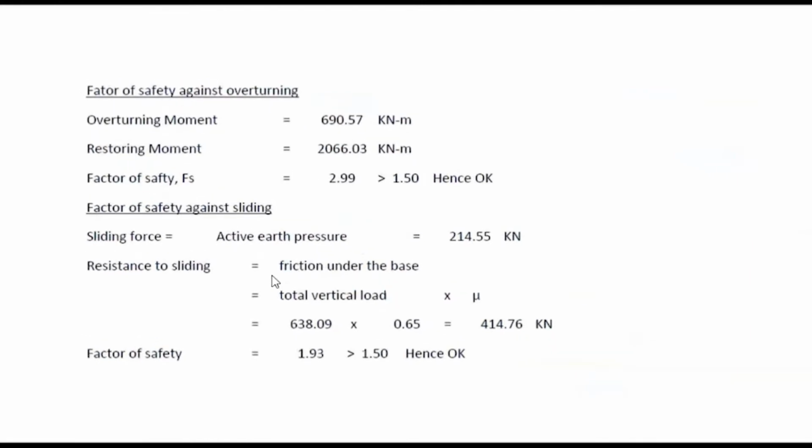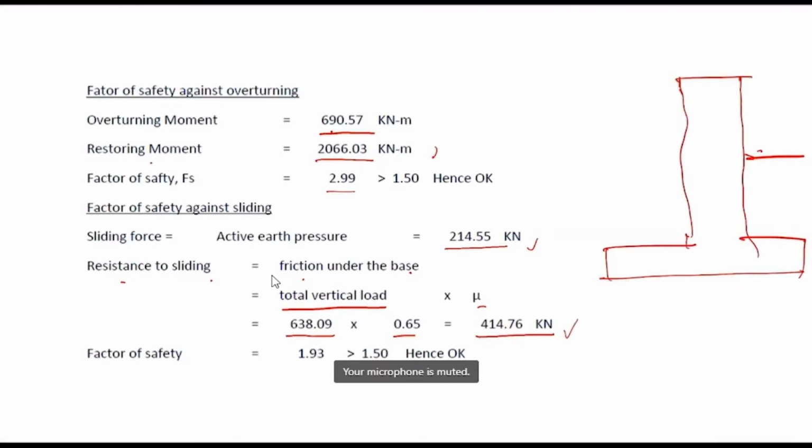Now the factor of safety against overturning: moment about A, restoring moment was this. The factor of safety is restoring moment divided by overturning moment, it will come to 2.99, that is more than 1.50. And the factor of safety against sliding: active earth pressure was 4.55. The restoring force is against sliding force, friction under the base. So vertical force was this, total vertical force, and the coefficient of friction is 0.65. So the restoring force is this one. This was PA, horizontal force we have calculated.